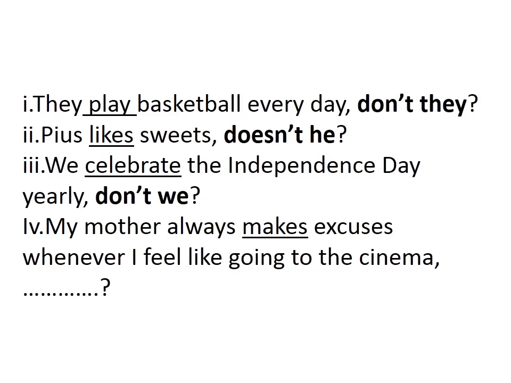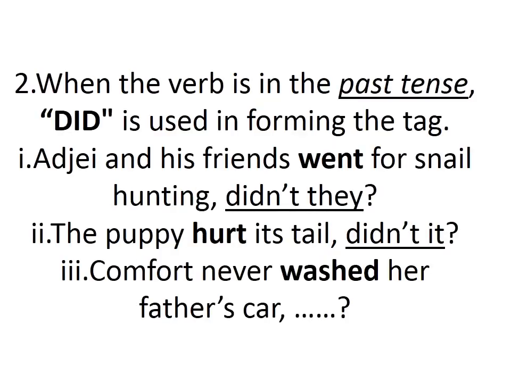Let's continue to the next rule. Rule number 2, and the final rule, under statements which have no auxiliary verbs. When the verb is in the past tense, did is used in forming the tag. So the negative form of did is didn't. So we're going to use did and then didn't in our discussion now.